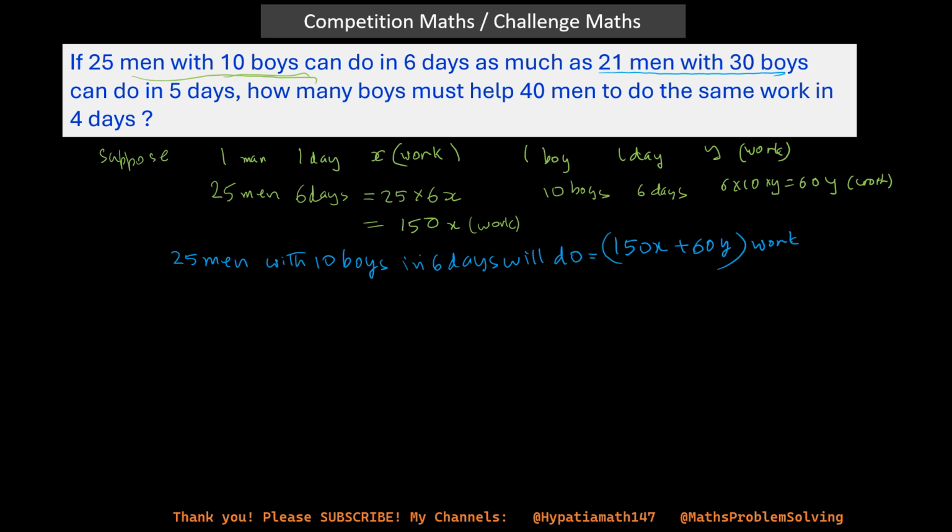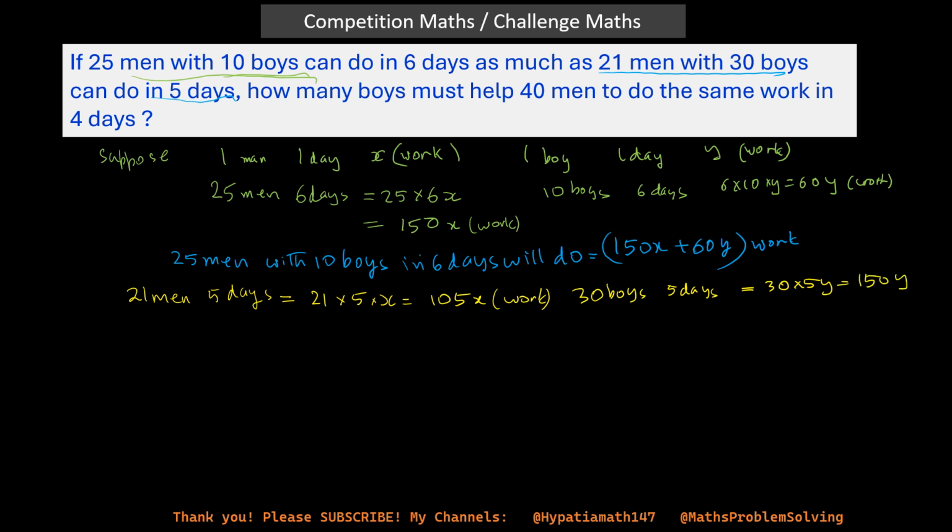So 21 men with 30 boys in 5 days. If we write that out, 21 men in 5 days would do 21 times 5 times x, that is 105x work, and similarly 30 boys in 5 days would do 30 times 5y, that is 150y work.